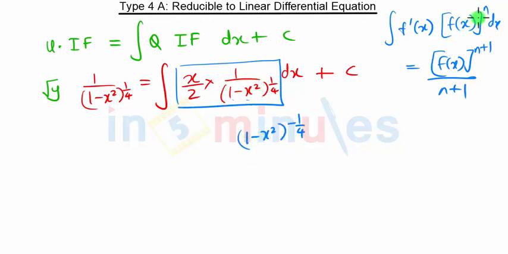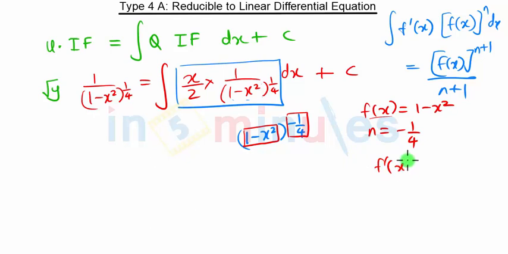In this case, our f of x is this part. So f of x is 1 minus x square. This is our n. So n is minus 1 by 4. So what is f dash of x? f dash of x is derivative of 1, which is 0, minus 2x. So nothing but minus 2x. So here we already have x. So we will multiply by 2 and divide by 2. We also need a minus sign.